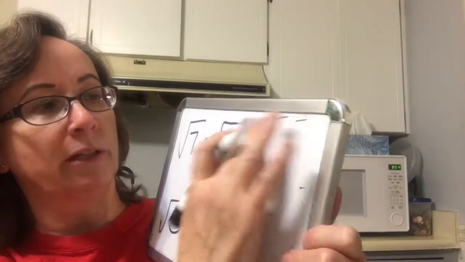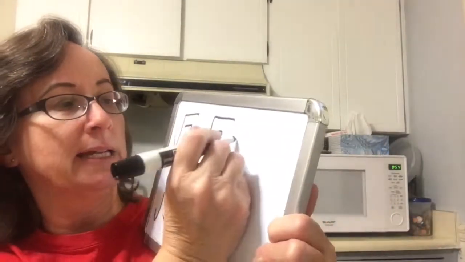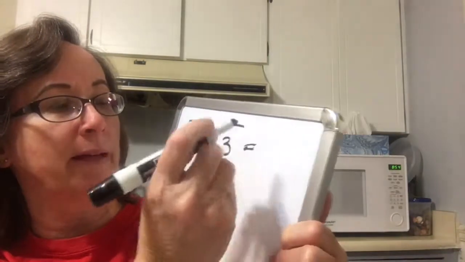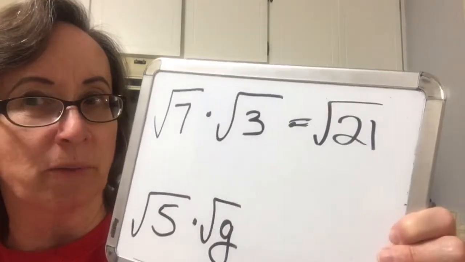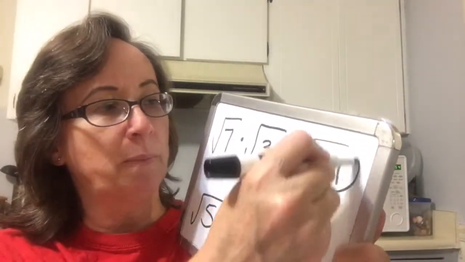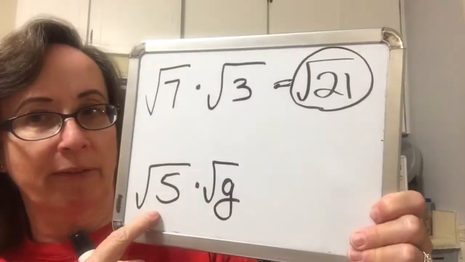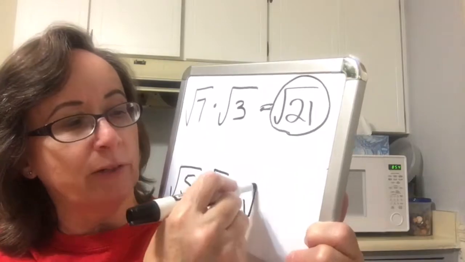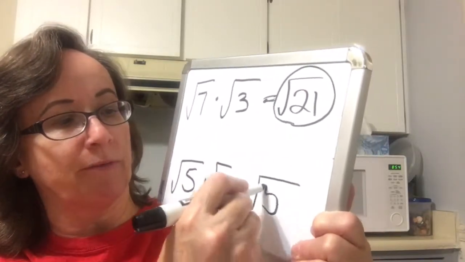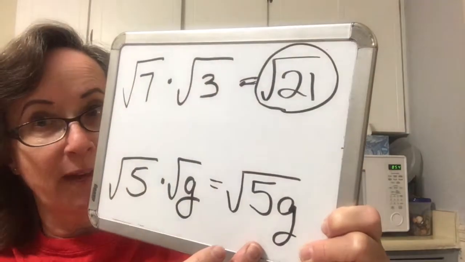Okay, so we're going to do that with this one. We've got the square root of 7 times the square root of 3. Since they're both square roots, we can make that the square root of 21. And there are no perfect squares in 21, so this would be our final answer. Okay, so down here we've got the square root of 5, the square root of g. When we put them together using the product rule, we get the square root of 5g. And again, there's no way to simplify that one.